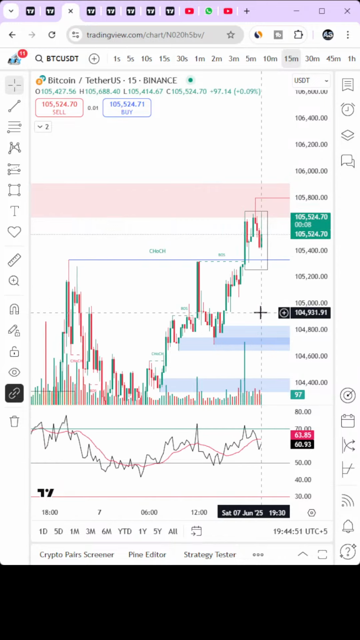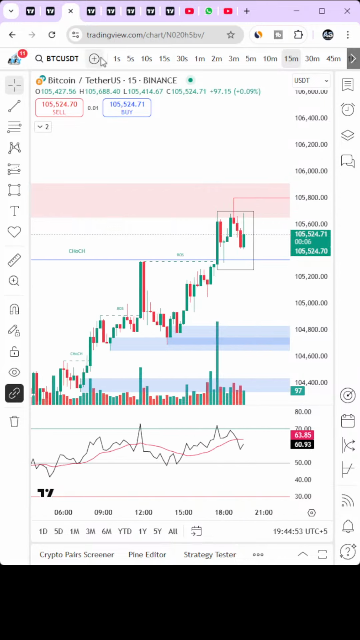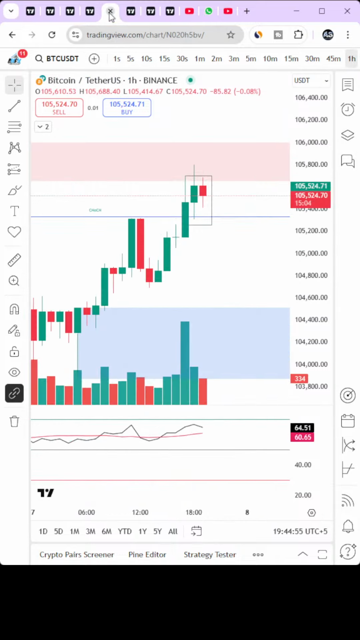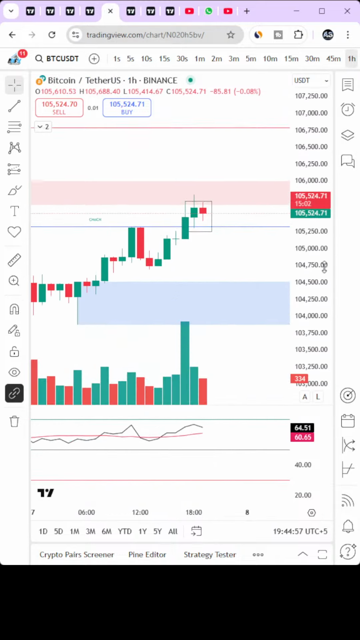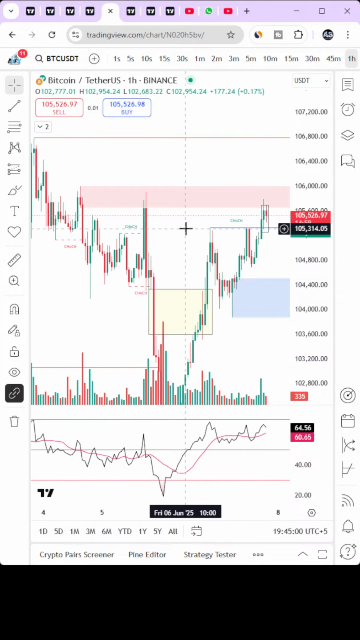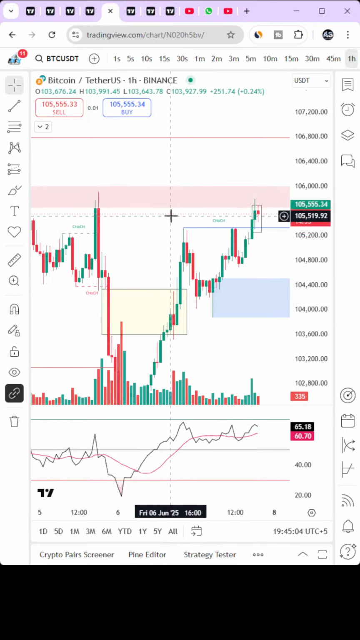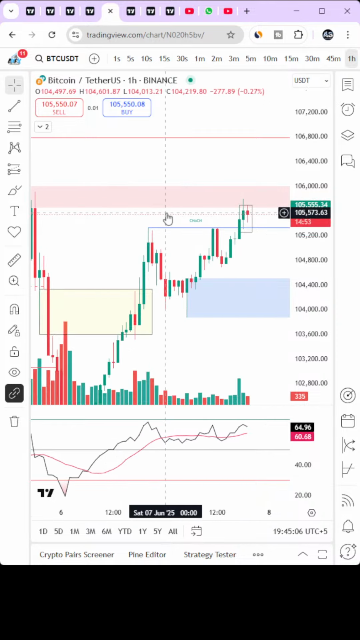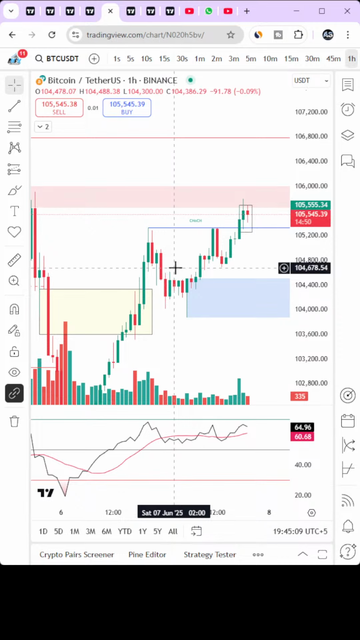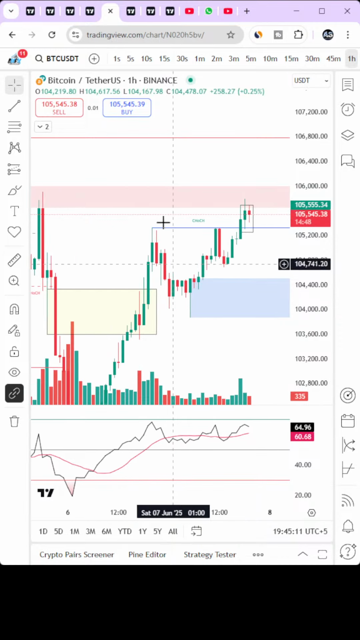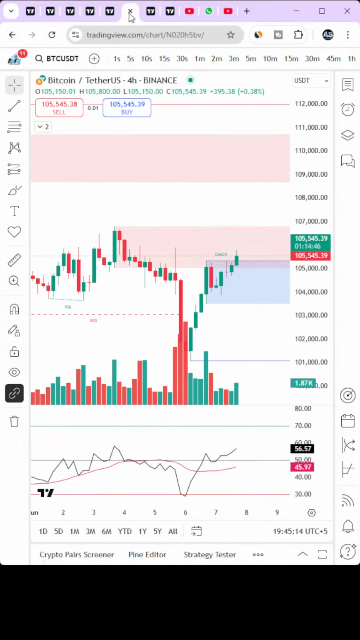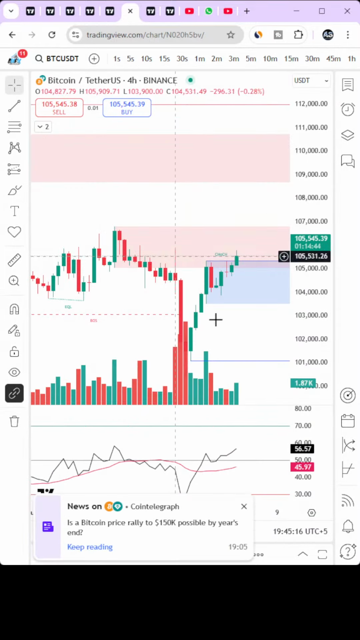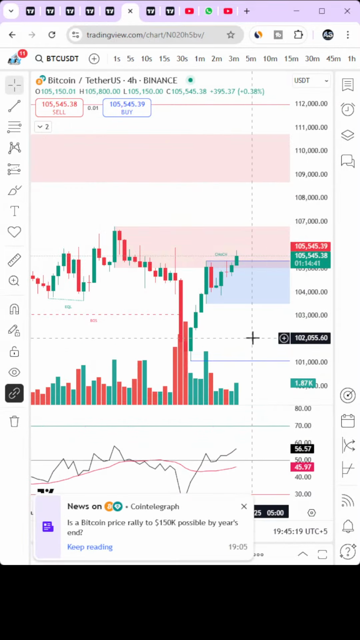The current market is on the special resistance level. I am showing you here. This is the 1 hour chart, and the market is at the perfect resistance level, and the market can go to the downside, but let's see what happens. Let's move to the 4 hour time. According to the 4 hour time, the market seems a little bit bullish.